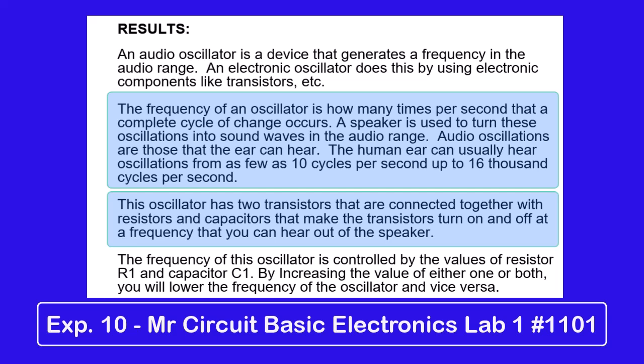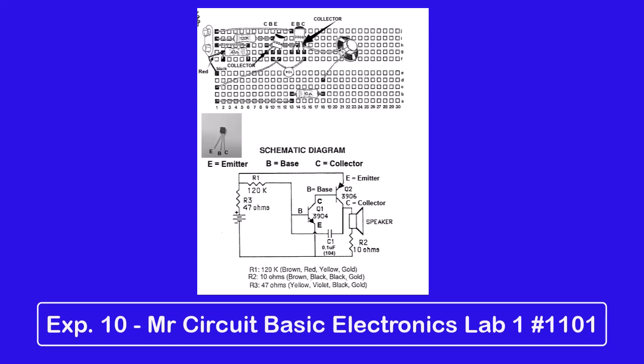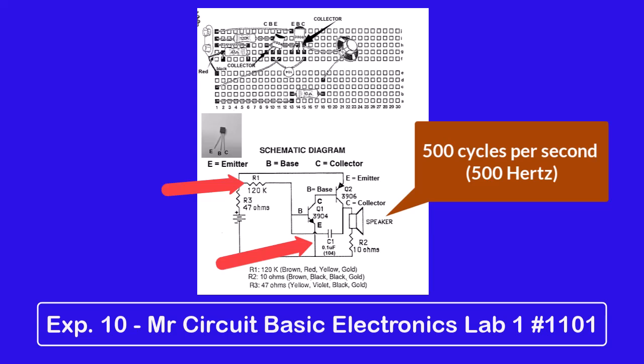second. This oscillator has two transistors that are connected together with resistors and capacitors that make the transistors turn on and off at a frequency that you can hear out of the speaker. The frequency of this oscillator is controlled by the values of resistor R1 and capacitor C1. They are set to give you about 500 cycles per second, which is sometimes referred to as 500 hertz. By increasing the value of either one or both of these capacitor or resistor, you will lower the frequency of the oscillator, and vice versa.